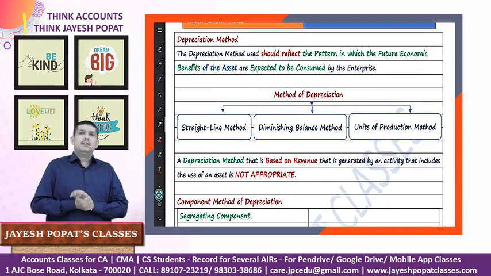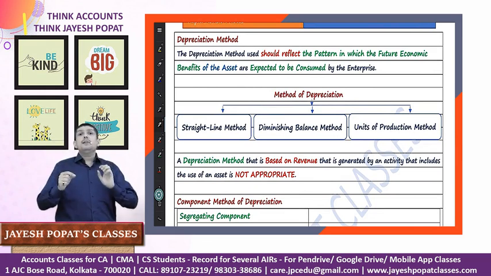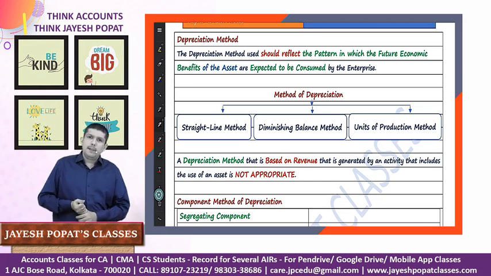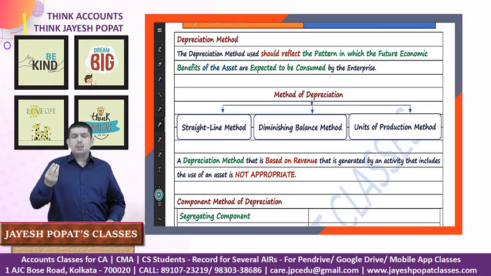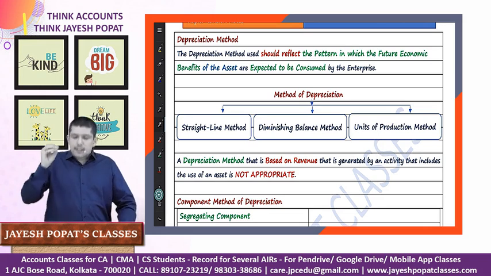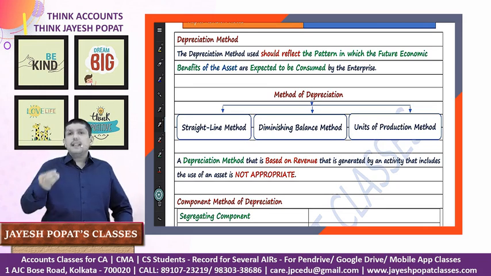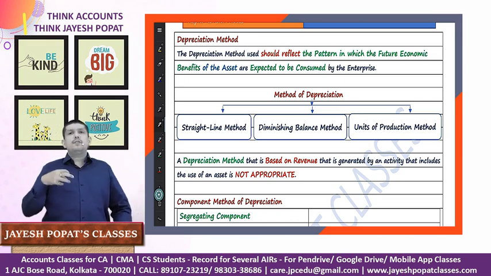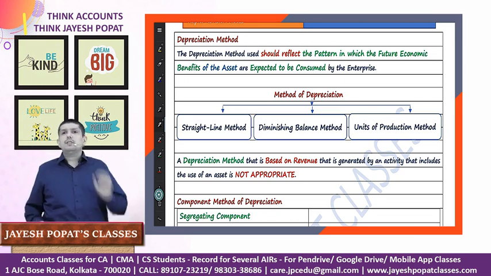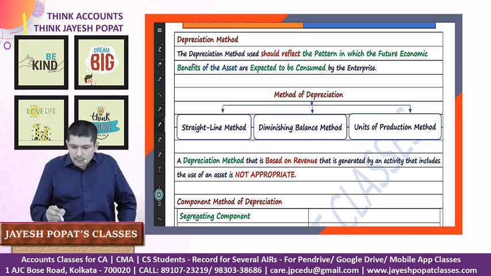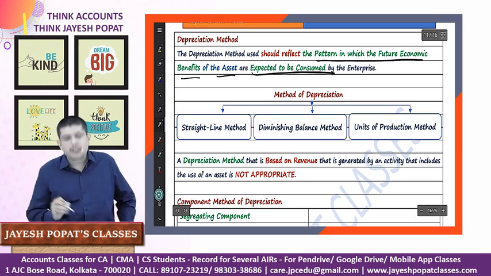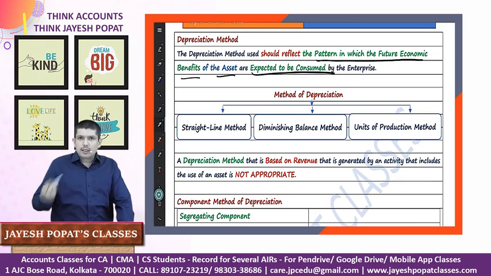Now, depreciation method, right? It is the duty of the management to choose a proper method of charging depreciation on its PPE, right? What should be the methodology of selecting this method? It says that your method of depreciation should reflect the consumption pattern of your asset, the manner in which you will get benefit from that asset. In that same particular pattern, you should charge depreciation on that asset. The depreciation method should reflect the pattern in which future economic benefits of the asset are expected to be consumed by the management. So what are the available methods?